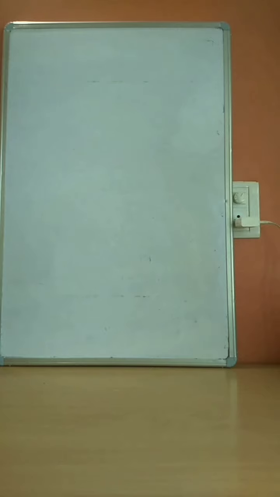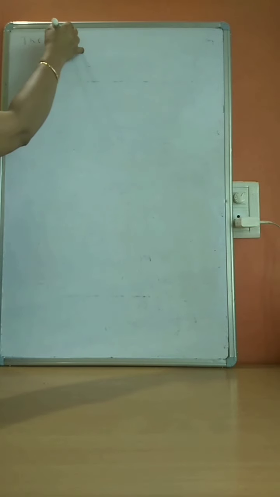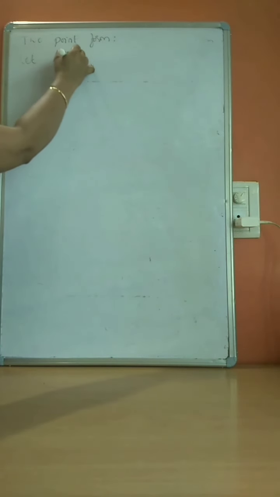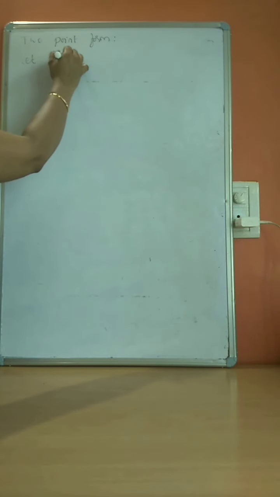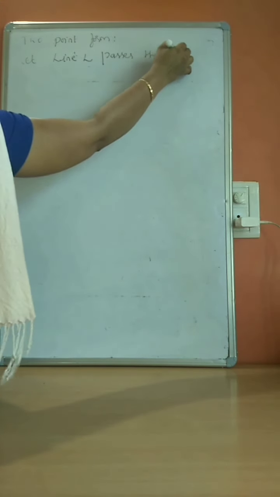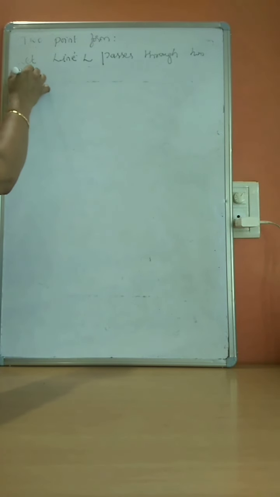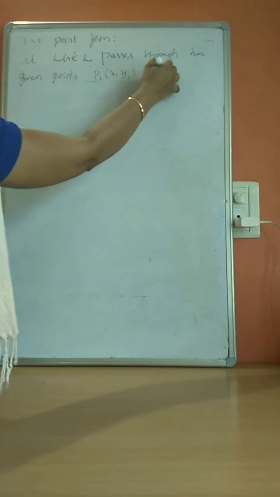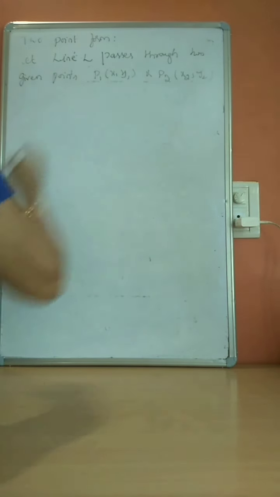Now we can go for 2-point form. Let the line L pass through two given points, that is P1 of x1, y1 and P2 of x2, y2.